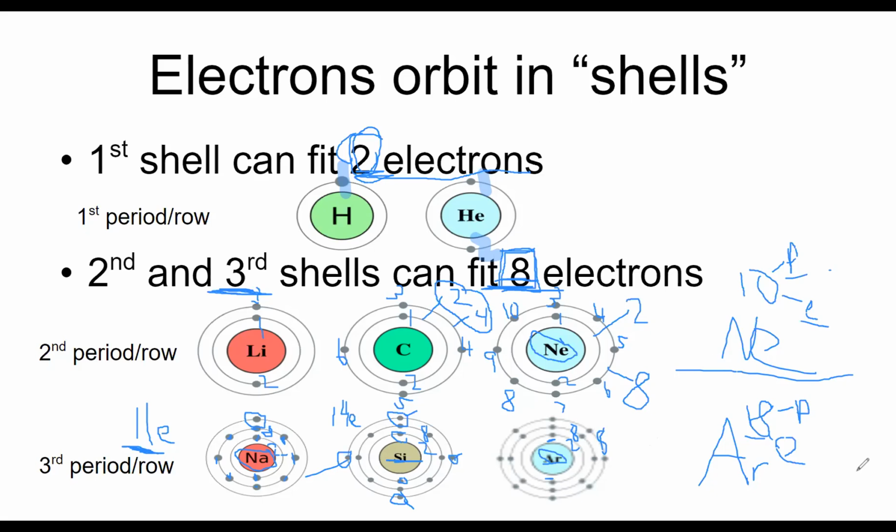So obviously there are much bigger elements than argon. Argon's only number 18, but the periodic table goes up to 112, some such. But we're not really going to worry about the 4th and 5th shells and what all that means. We're just going to focus on atoms that have their first 3 shells and talk about what that means for their electrons.